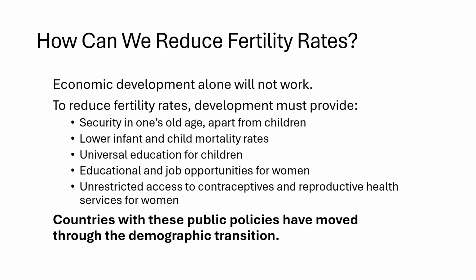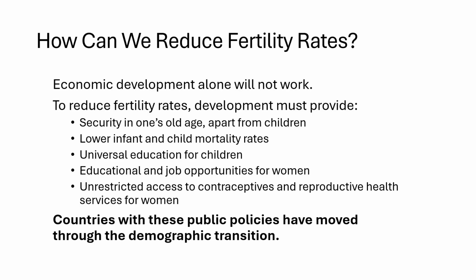So what can be done to reduce the fertility rate? Economic development alone will not work. You also have to have policies in place. You need to put in place a security system for people that are getting older. And the security system should be built up by the people themselves. They should not rely on their children. You should invest in healthcare to lower infant and child mortality so that women have fewer children.